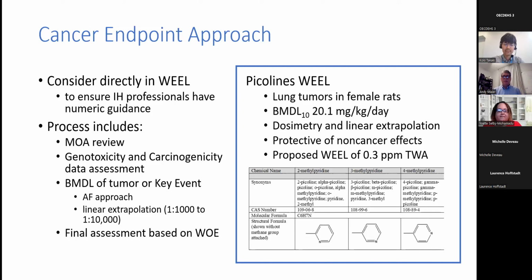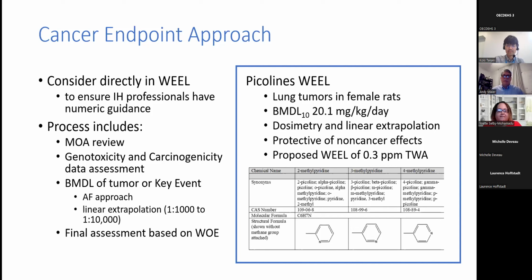With regard to the cancer endpoint, we consider the cancer endpoint along with non-cancer directly in setting a WHEEL value. And that's because we know that, in practice, IH professionals need some kind of risk value guidance that they can use to help them develop their risk management strategies at the site or facility level. So we do incorporate cancer and non-cancer together in the final WHEEL derivation and make sure it's protective of both.